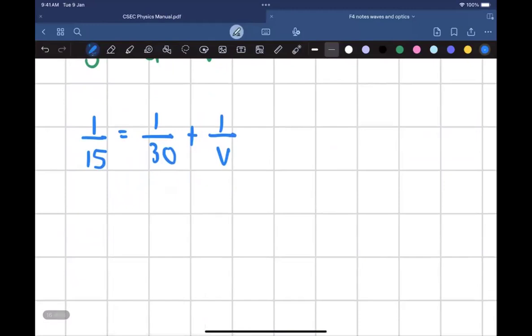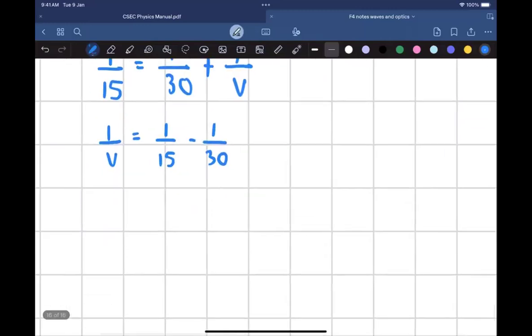So what's the next step? You're rearranging the equation to make 1 over V the subject. Correct. So how are we doing that? You're subtracting 1 over 30 from both sides. Perfect. So 1 over V will be equal to 1 over 15 minus 1 over 30. And I want you to tell me what 1 over 15 minus 1 over 30 is. Plug it into your calculator, and tell me the answer as a fraction.